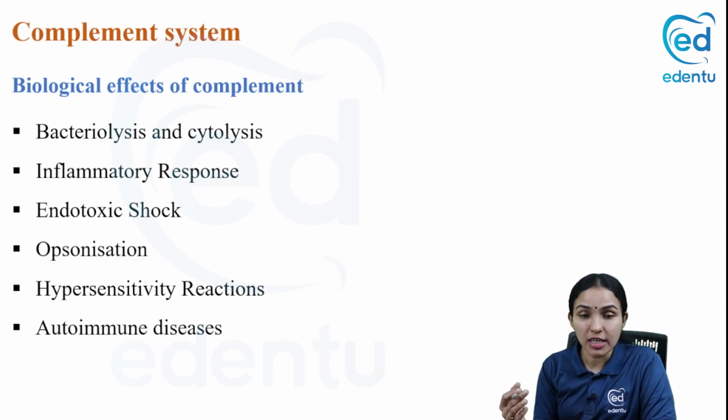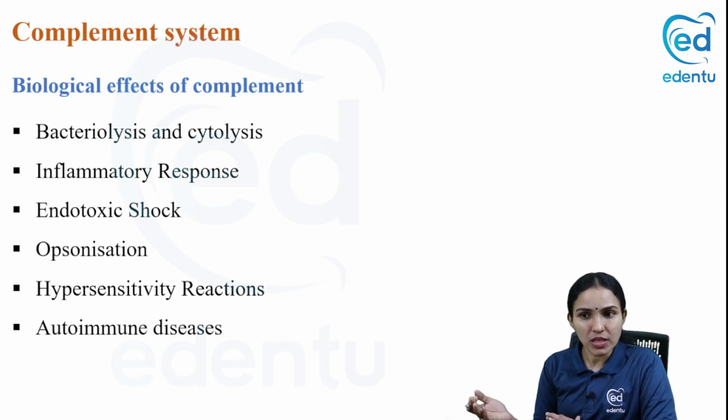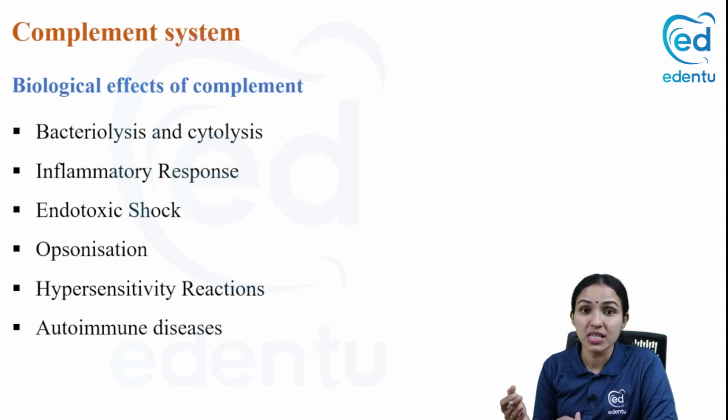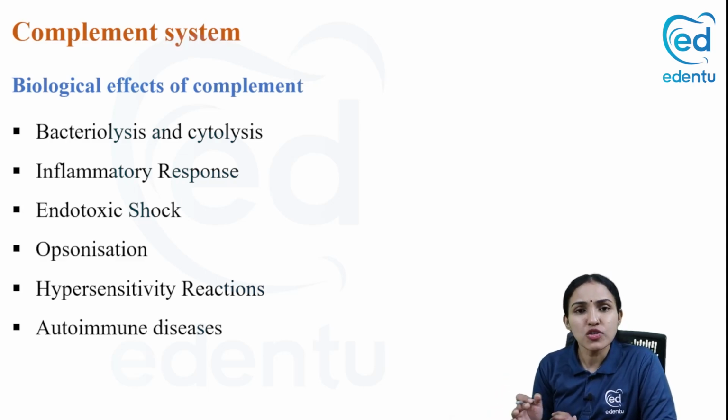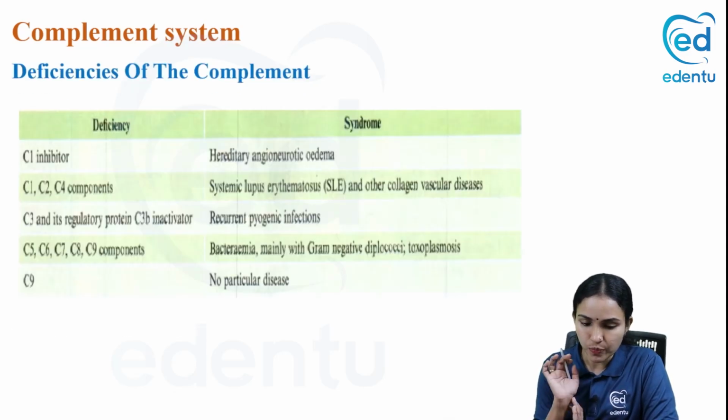They can trigger hypersensitivity reactions like the type 2 and type 3 reactions, and they can also help in autoimmune diseases. So complement, when it comes into play, will cause cell lysis and try to remove the microbes. In addition, it will also stimulate certain other unwanted things like inflammation, or it can trigger shock, or it can lead to autoimmune diseases and hypersensitivity reactions. So all these are the biological effects of complement pathways.